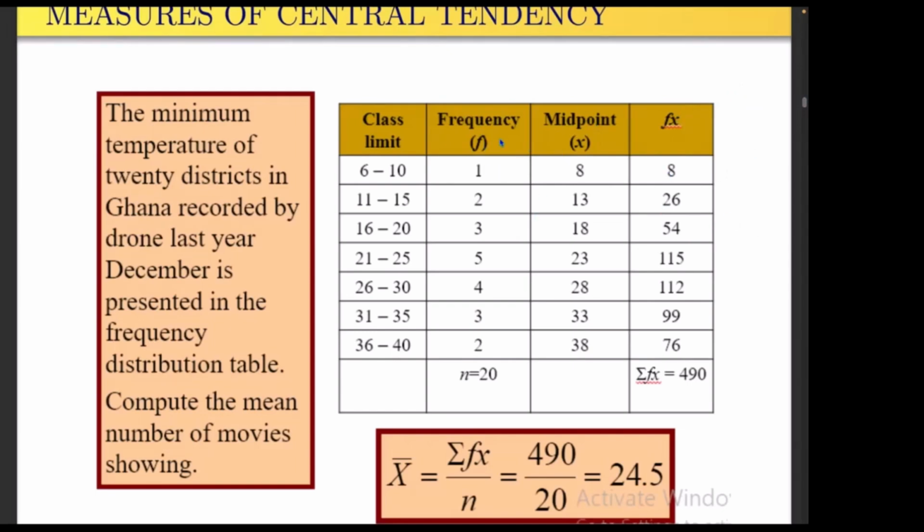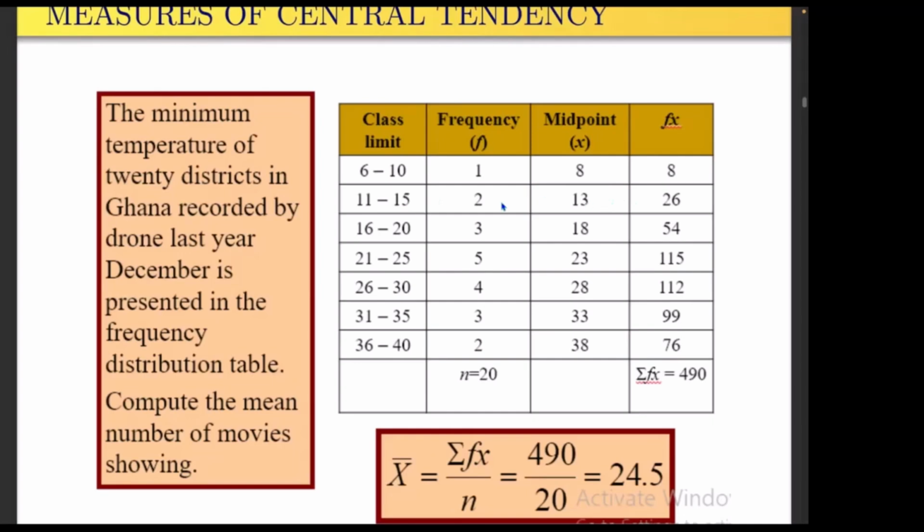So here, with the class limits, we have the lower bound and the upper bound. Here the lower bound is 6, the upper bound is 10. So you sum the two and divide by 2. So 6 plus 10 divided by 2. 6 plus 10 is 16 divided by 2, you get what? 8. 11 plus 15 is 26 divided by 2, you get 13.